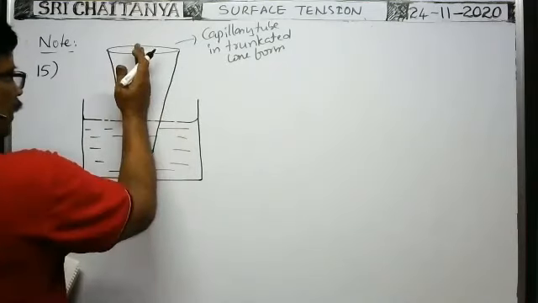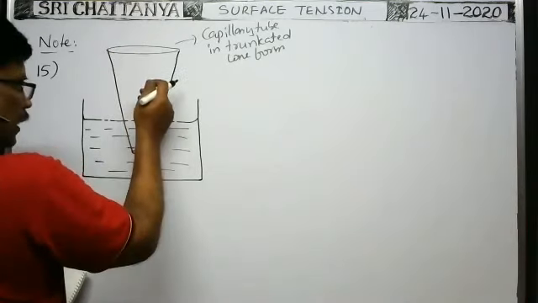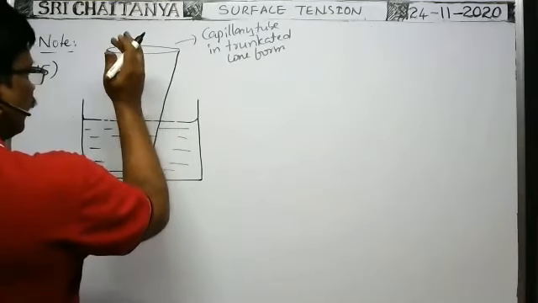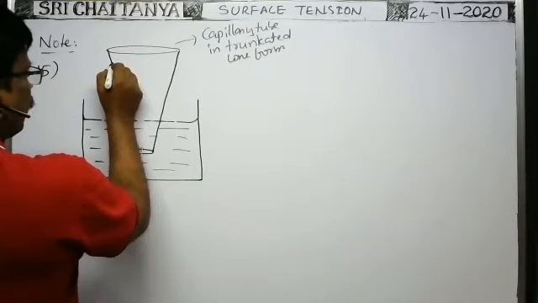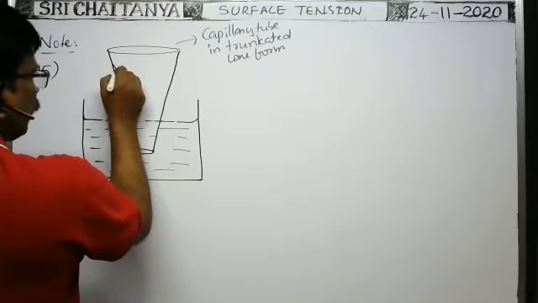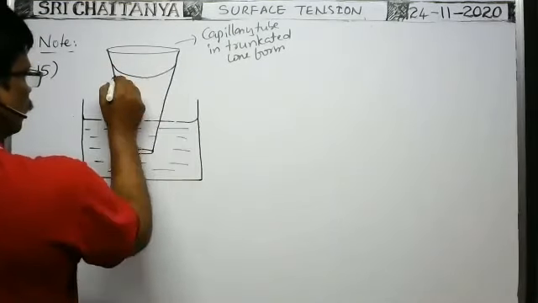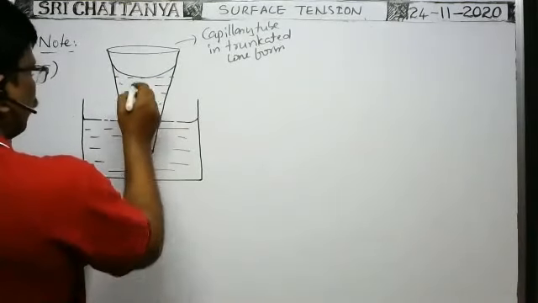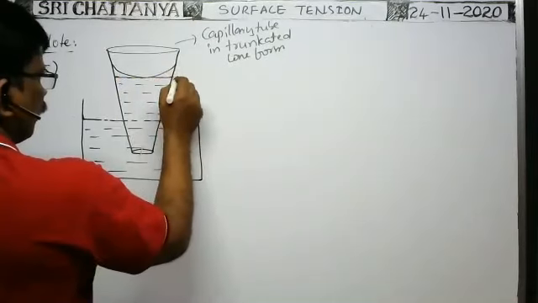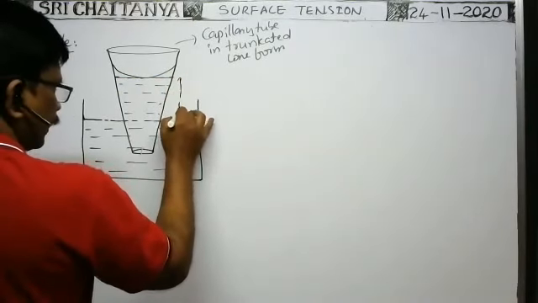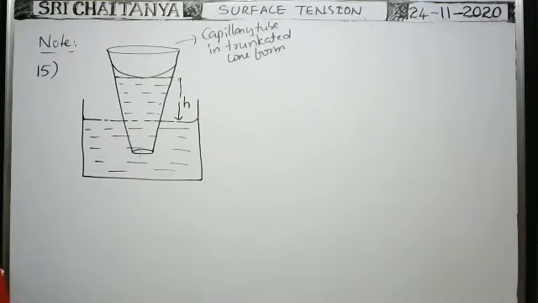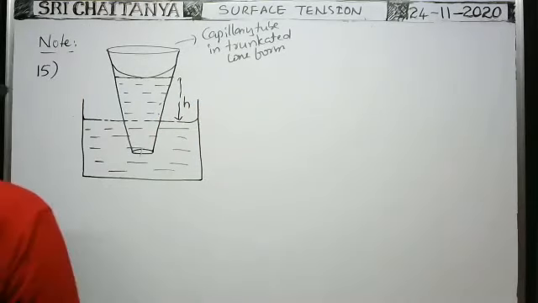Here, whenever this capillary tube in the form of a truncated cone is kept submerged in the liquid, so that a part of it is above the surface of the liquid and a part is below, and kept vertically, the liquid level rises up to a certain height because of the capillarity phenomenon. Suppose the liquid level rises up to this. The vertical height of the liquid column that rises in the capillary tube is equal to small h. That is the capillary rise.